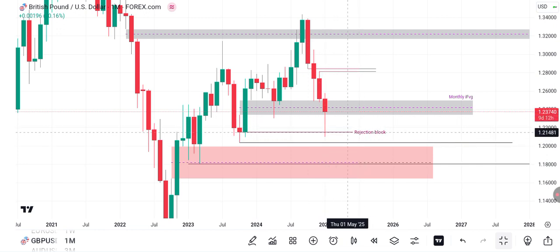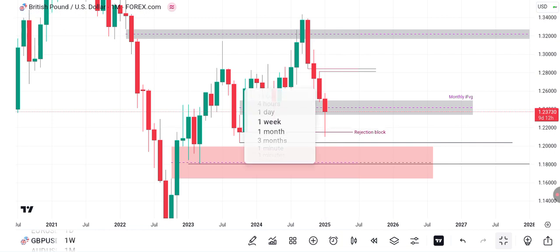These are all what ICT teaches. I'm just showing you how I'm able to take trades using these things. So this is on the 1 month time frame: rejection block, fair value gaps and things like that. Now let's go on to a weekly time frame.